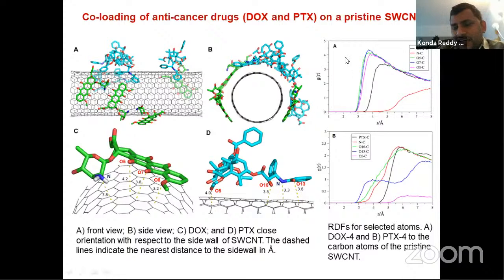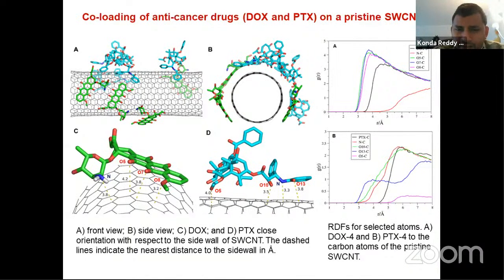On the right-hand side, I've shown the radial distribution functions of selected atoms of the drug molecules, which show the close proximity to the carbon nanotubes. Initially, we placed these drugs far from the carbon nanotube and then ran the simulation, and after around 30 to 50 nanoseconds, it's well loaded onto the carbon nanotubes.